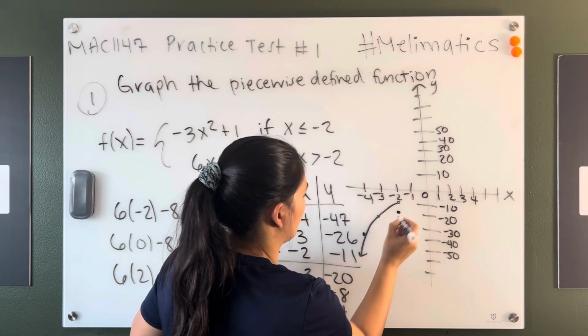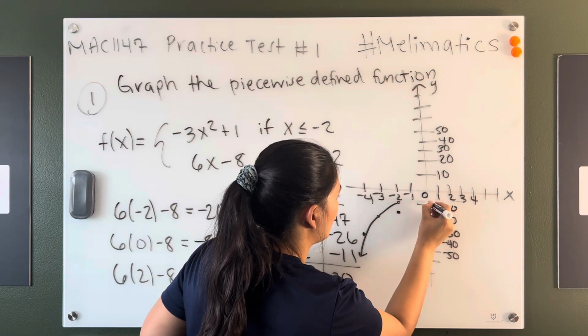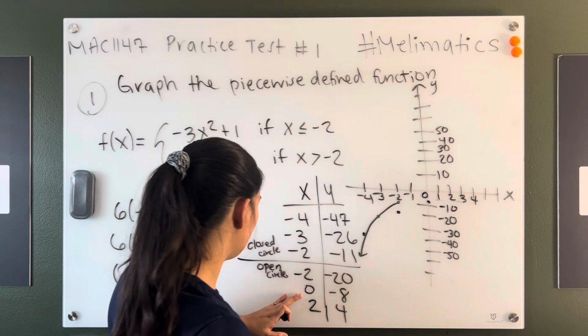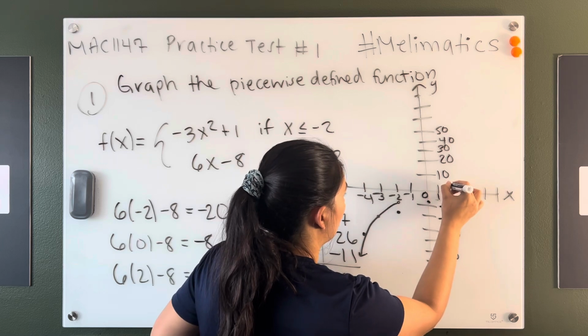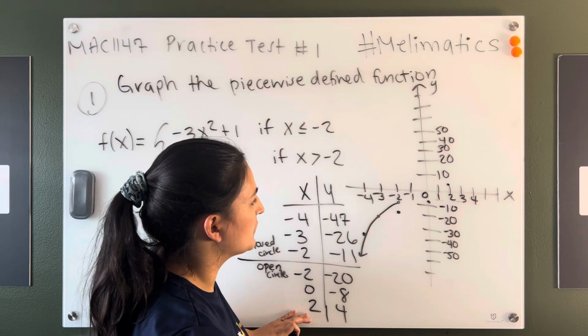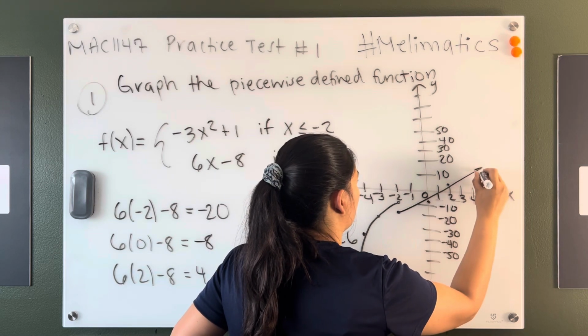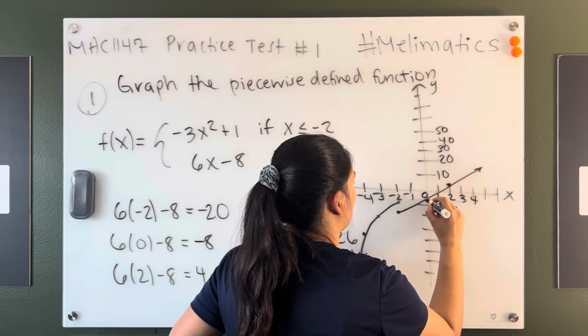But it is a closed circle. Then 0, comma, -8. That's close to -10. And then 2, comma, 4. 2, comma, 4 would be a little less than half. All right, you could do some more points, but you know this is a straight line. All right, let's make my points a little bigger.